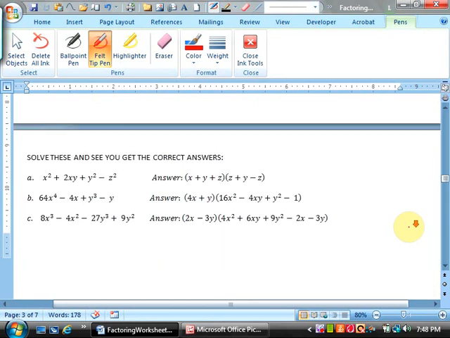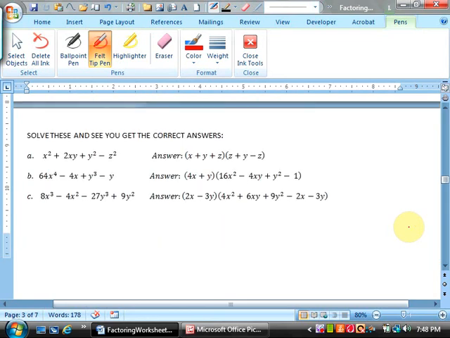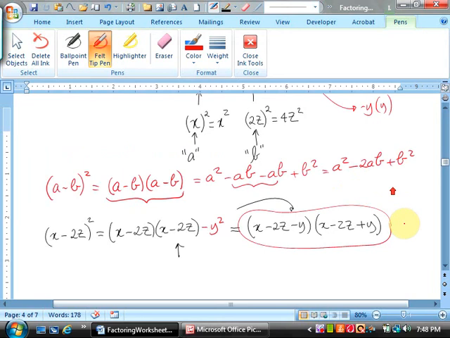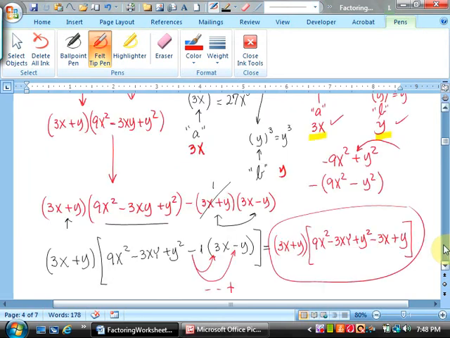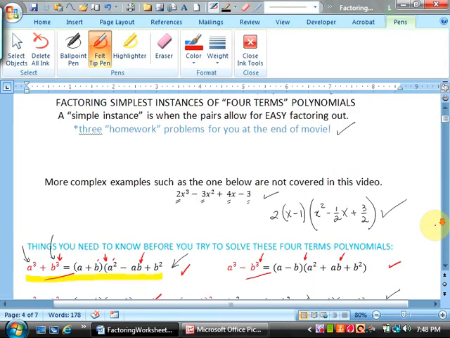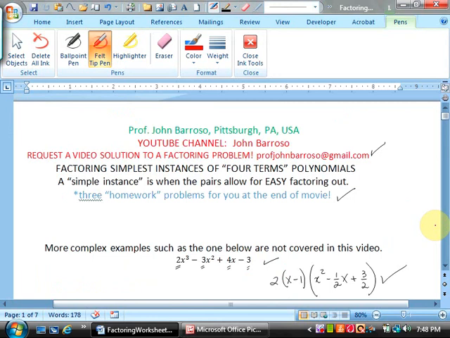Now let's see here. I gave you a little homework. This is the homework. They're similar to what you saw. Here are 3 problems, one of each type. Look at this, get a sheet of paper, solve by following all the rules, and see if you get this answer. This is the right answer. Here's another example, solve and see if you got this answer, and look at this and see if you get this answer. So this is the end of the simplest instance of factoring for terms, polynomials.